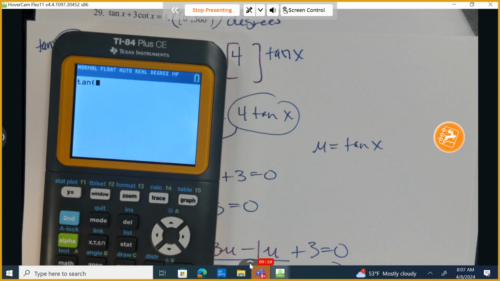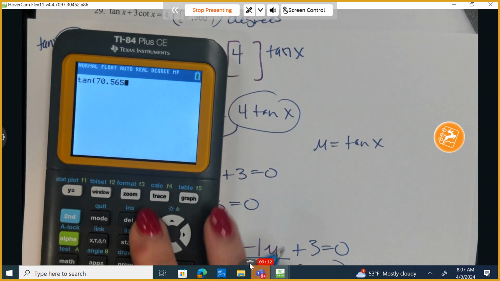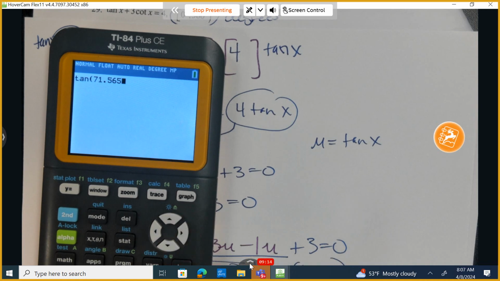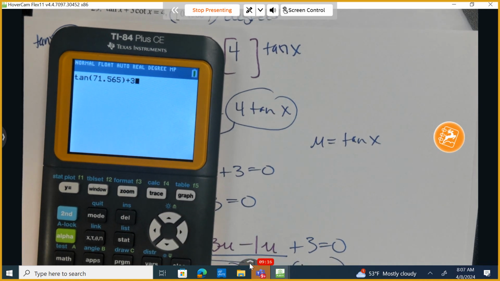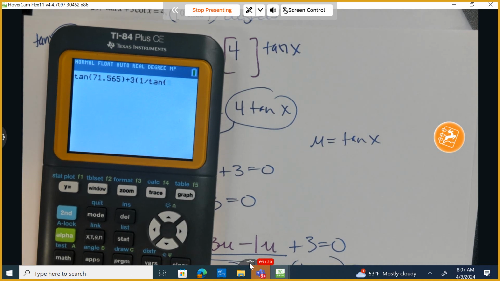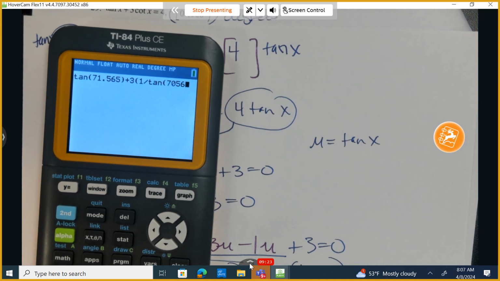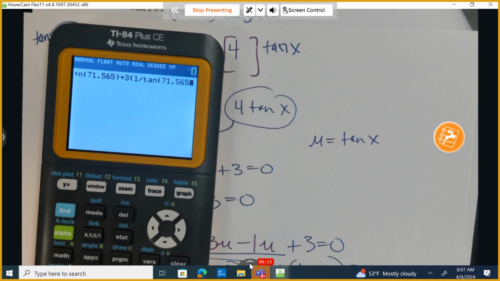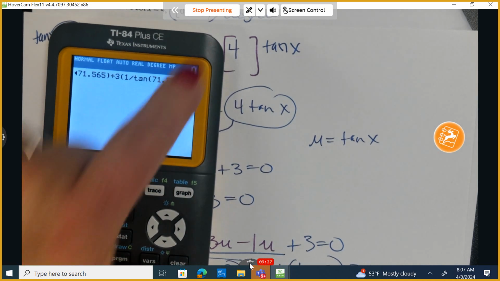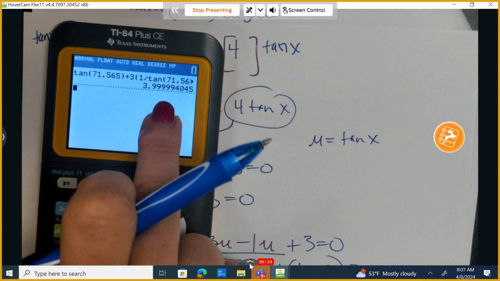Just watching. So I have 71.565. Oop, missed one there. And then I'm going to add that to 3 times the cotangent, which is the same as 1 divided by the tangent of 71.565, and I want this to equal 4. And we can see that pretty much equals 4.